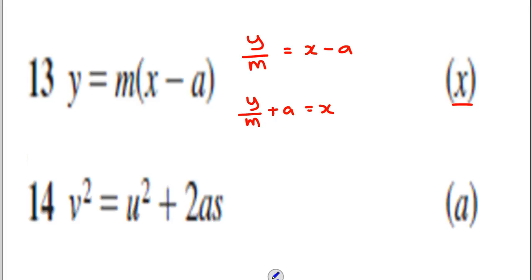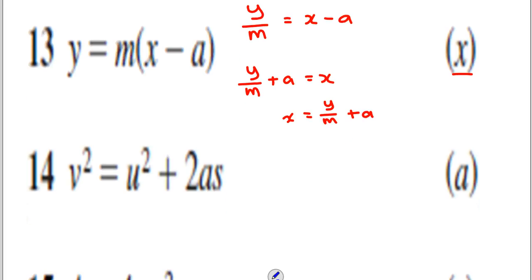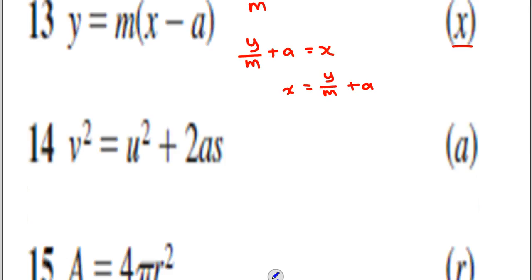And have I used lowercase where I need it to? Yes, I hope I did. Yep, I did. Let's just check our answers. According to the answer sheet, we can write it like this, or we can swap it around, just like I keep going on about. X equals Y over M plus A. Okay, if you didn't swap it around, but they did, so we'll just do that too, to make it easier to correct.